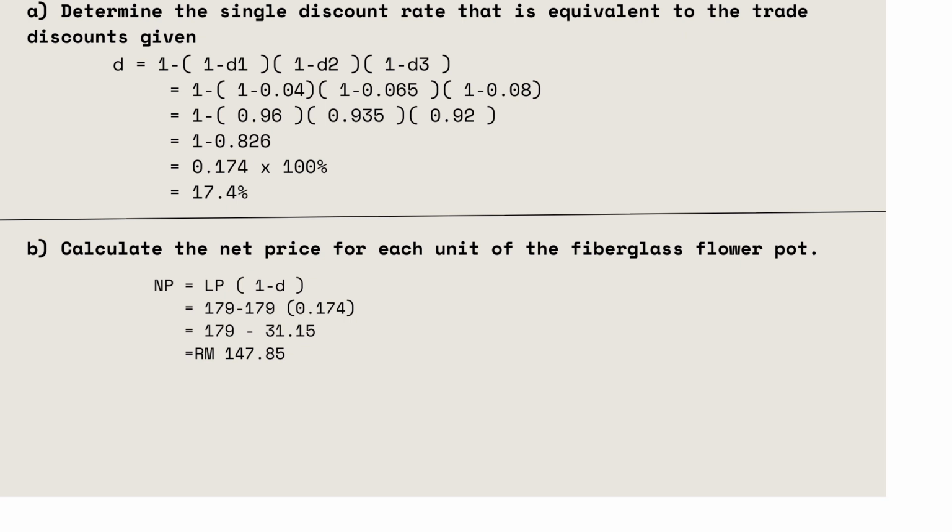Then we will proceed to B, where we need to calculate the net price for each unit of the fiberglass flower pot. To find the net price, we need to use the formula: net price equals list price multiply 1 minus trade discount rate. So let's resolve it. First, 179 minus 179 multiply 0.174. Then 179 minus 31.15. Then the amount for net price is 147 ringgit 85 cents.